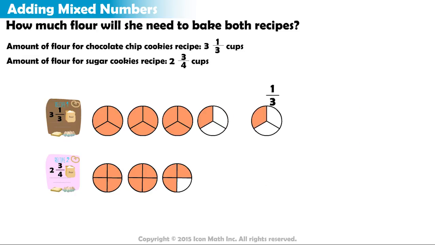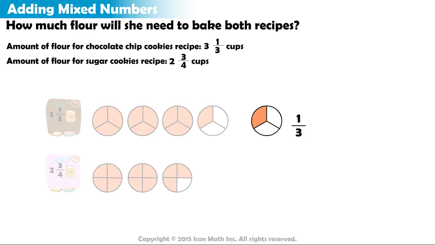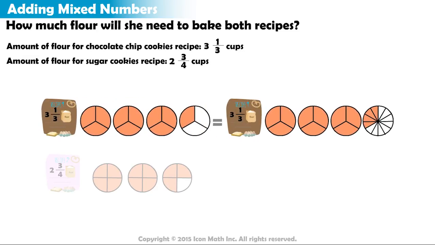First, take the fraction 1/3. If we multiply the denominator 3 by 4, we will get a new denominator of 12. And since we multiplied the denominator by 4, we must also multiply the numerator by 4 to get 4/12. So the first mixed number now becomes 3 4/12.